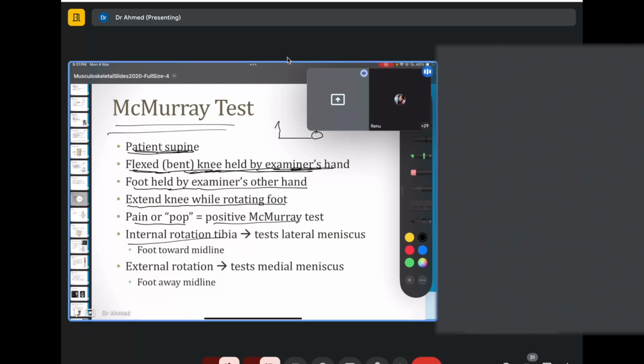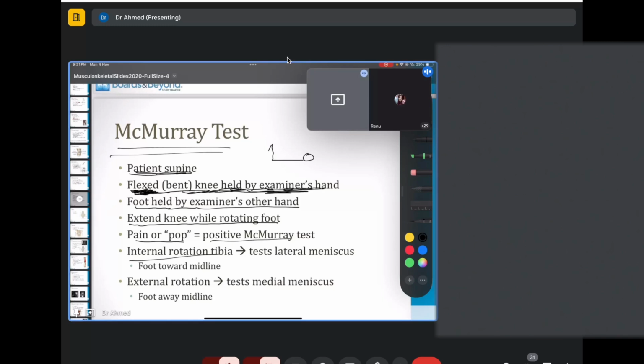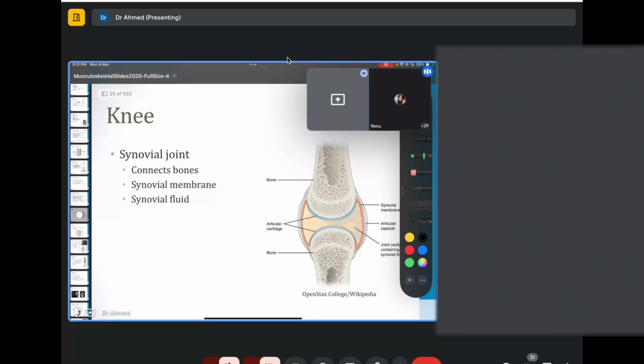So the idea is that first of all you have the patient in a supine position. Then you bend the knee, flexed and held by the examining hand. You pull the leg like that and you perform internal or external rotation. If you have a meniscal tear, you are going to see pain. We will discuss it later. I haven't revised this slide, sorry for that. Let's come to the knee.